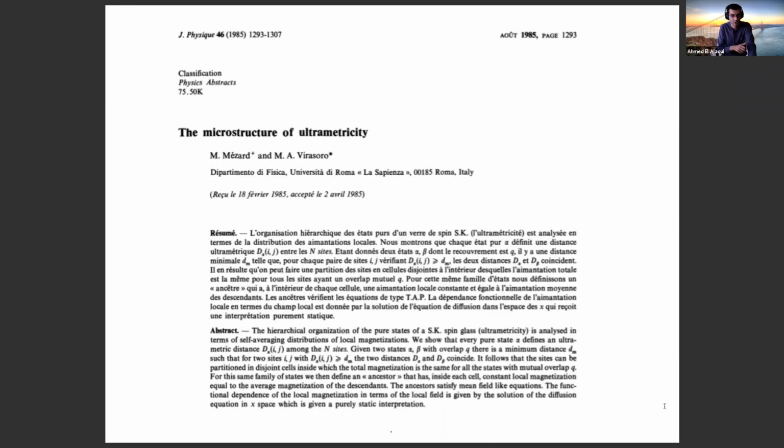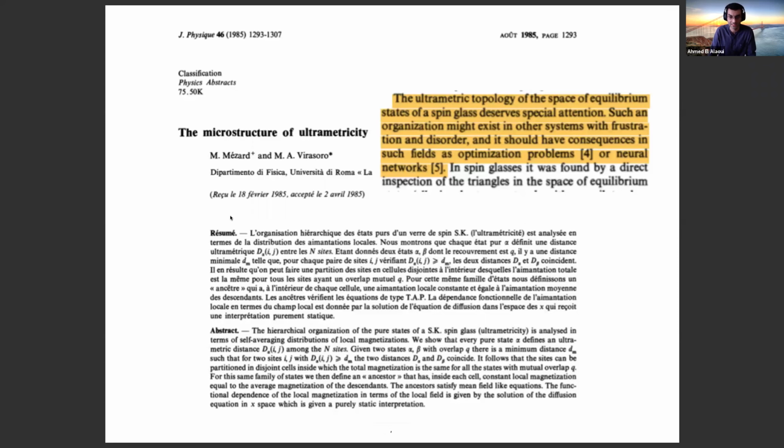So this comes from a groundbreaking paper from 1985 called The Microstructure of Ultrametricity. It explains in detail, way more than what I just described to you, what should happen in principle. And in that paper, they had an amazing foresight that I just became aware of in this quote. They say that the ultrametric topology of the space of equilibrium states of a spin glass deserves special attention. Such an organization might exist in other systems with frustration and disorder, and it should have consequences in such fields as optimization and neural networks. So this was written in '85, and it hasn't been exploited, I guess, until the papers of Subag and Andrea and then ours.